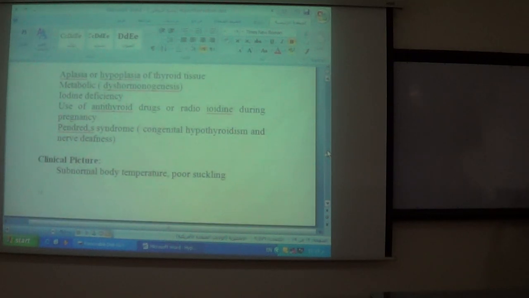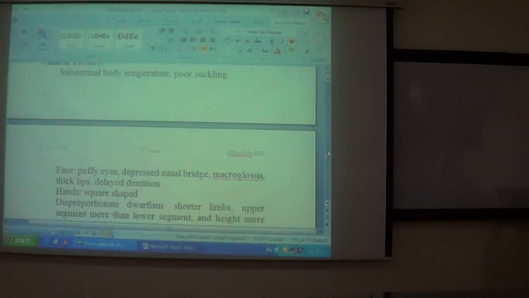Clinical picture of the cretin: subnormal body temperature, poor suckling; the pediatrician and the mother notice that the child sucks very weakly. Puffy face, puffy eyes, depressed nasal bridge, macroglossia. The phenotype may be more or less similar to that of rickets, but it's a similar picture. Short patient with weak muscles, protuberant abdomen, depressed nasal bridge, macroglossia, thickening of the lips and tongue, with delayed dentition.